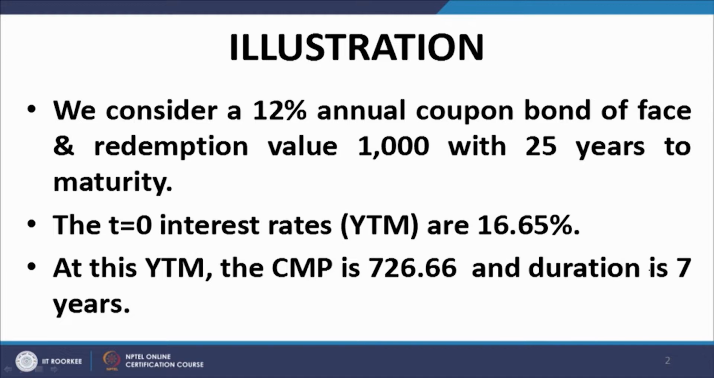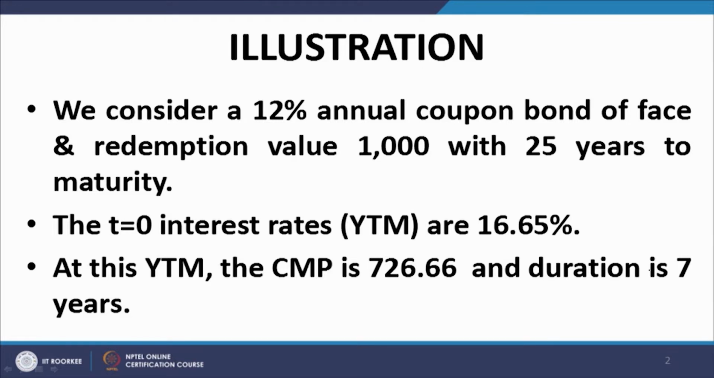Of these, the cardinal measure is Macaulay's duration. Continuing from where we left off in the last lecture, I will now illustrate this concept of duration and the dynamics of bond investment with an example. For that purpose we consider a 12% annual coupon bond of face value rupees 1000, which is also its redemption value. It is redeemable at par at the end of 25 years from now. Let me repeat: it is a 12% annual coupon bond, coupon payments are annual, the face value as well as redemption value is 1000 and the bond has 25 years to maturity.